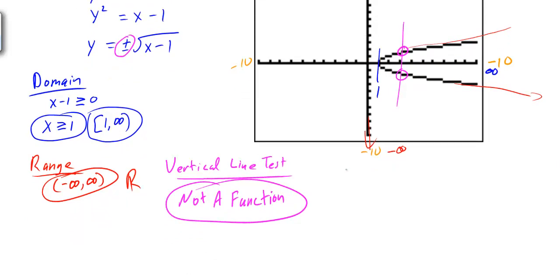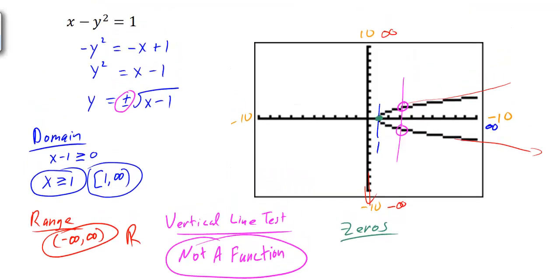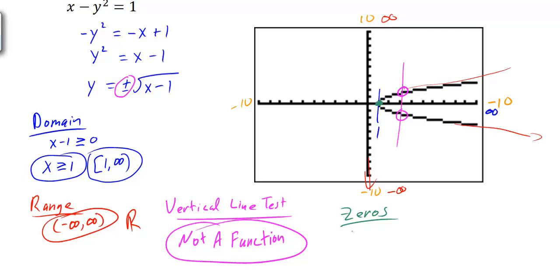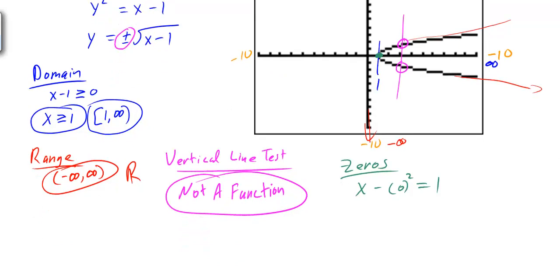All right, and let's see if we can calculate the zeros, and that is where the graph crosses the x-axis, and it looks like we're going to have 1, 0 right here on the x-axis. And if we take our equation, we want y to be 0. So if we go up here, we have x minus y squared equals 1, so x minus 0 squared equals 1. So therefore, x equals 1 is our zero right here. So that would be the point 1, 0.